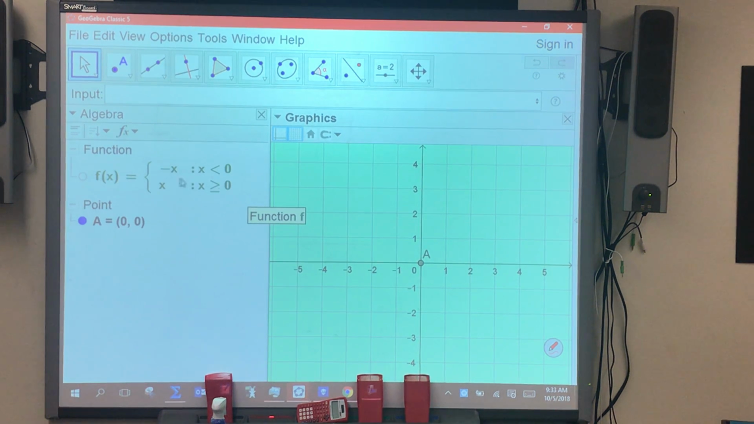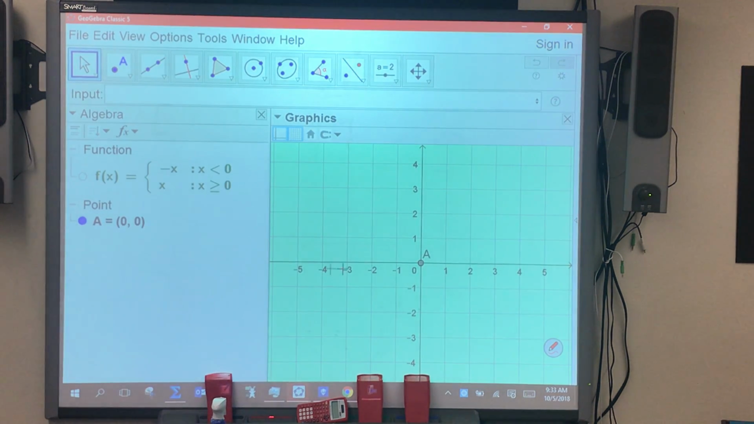So now, what kind of shape, what kind of function or graph would I get from negative x? Is it linear or non-linear? It's linear, right? It's going to give me a line. So how many points do I need to determine a line? 2. I just need 2.